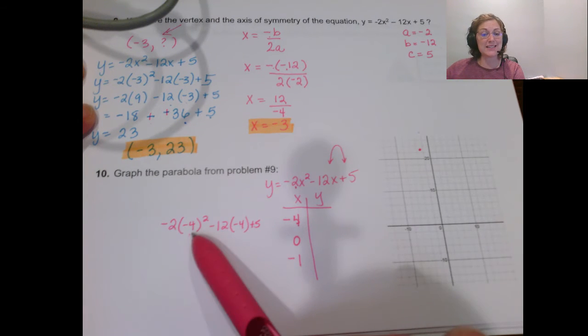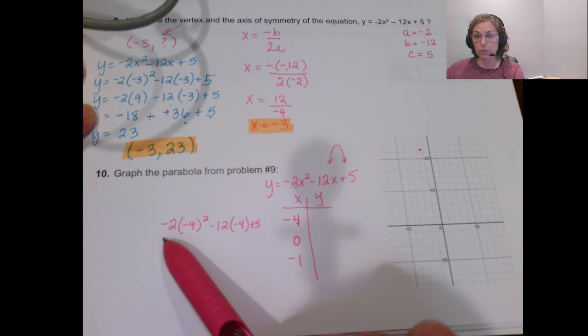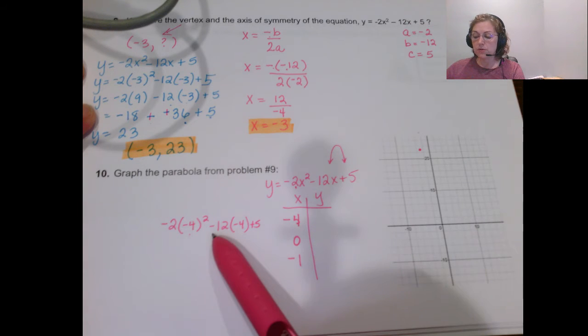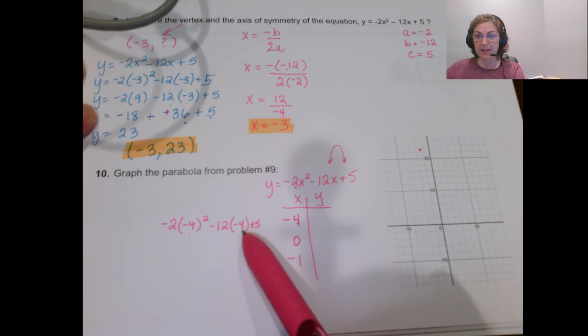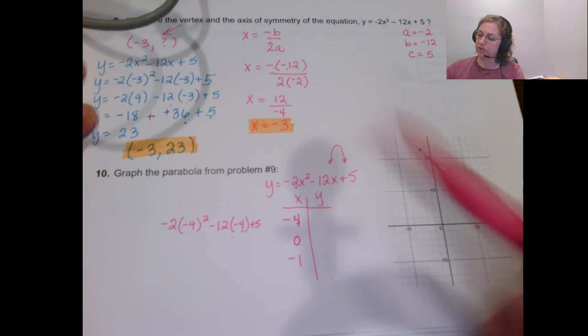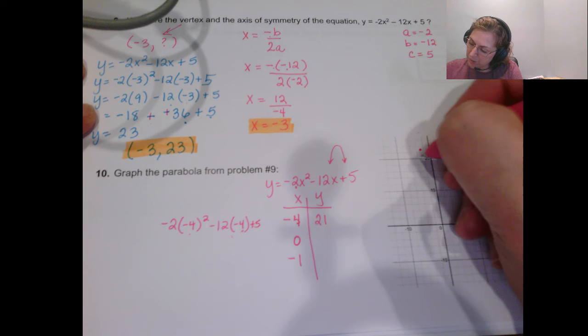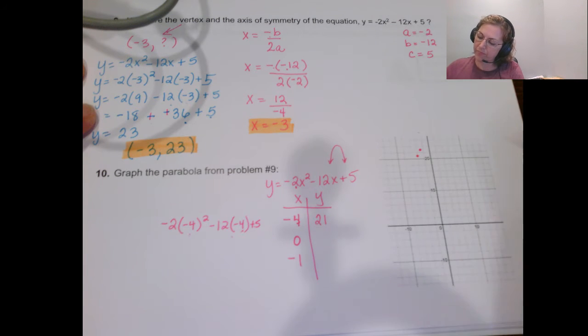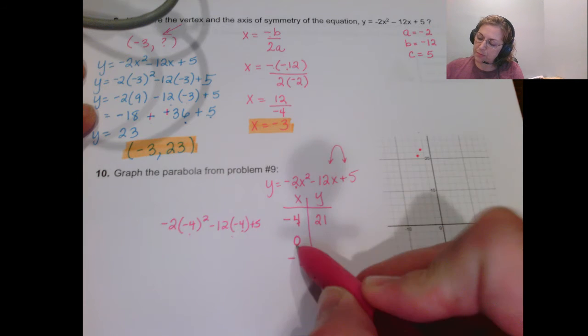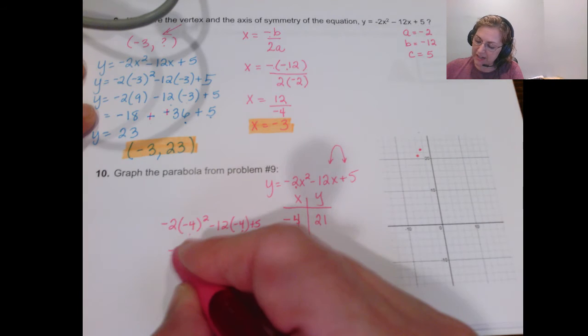-4 squared is 16 times -2 is -32 plus 48. -32 plus 48 is 16 plus 5 is 21. So I've got -4 and 21. Let's put in 0. 0 is pretty easy, right?